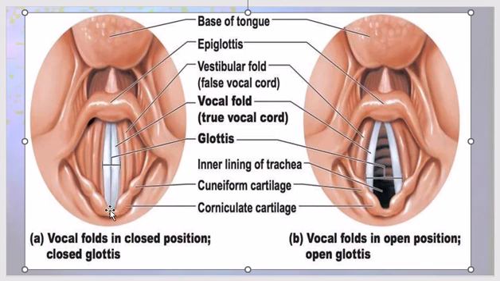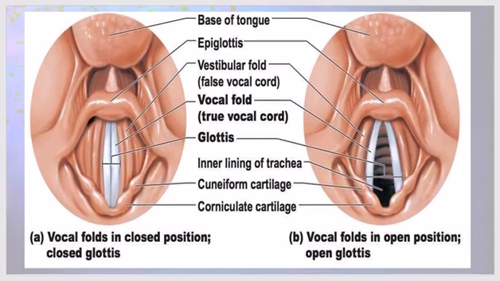Now coming to the edges of the other, this is your corniculate cartilage and cuneiform cartilage. This is your corniculate cartilage and this is your cuneiform cartilage. The same is over here, but it's the opening glottis. How do we understand the opening glottis over here? Now let's understand the vocal folds in the open position, that is the open glottis. This is the open glottis area.